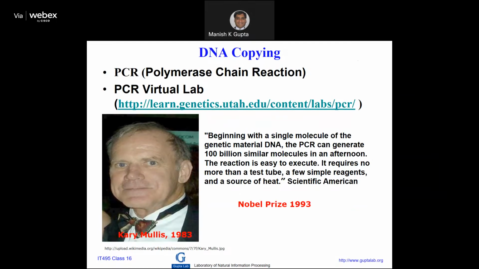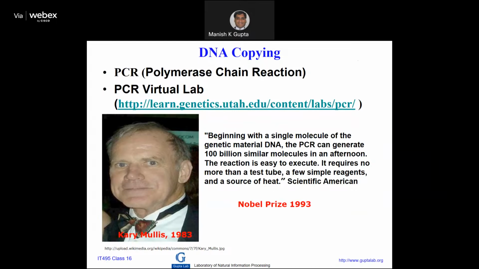Now, PCR. This is a very beautiful discovery. I'm sure people are thankful to Kary Mullis in 1983. I was only 13 years old at this point of time, right? When things were happening in biology, just happening. First time, PCR was discovered.